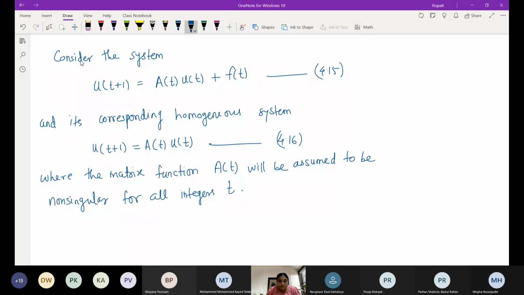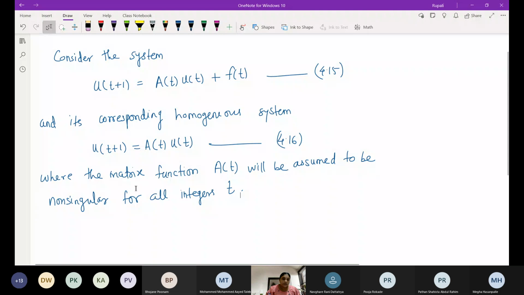What is the determinant? The determinant of that matrix is non-zero for all integers t. Then we will say that it is a non-singular matrix. So with this assumption, the initial value problem for 4.15 must have a unique solution defined on the set of all integers. We will be especially interested in the system where A of t is periodic.